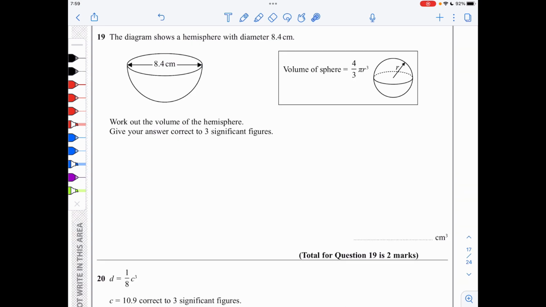In 19, we've got a hemisphere with a diameter of 8.4, and we need to work out its volume. We start by saying that the radius of this hemisphere is 8.4 divided by 2, which works out to be 4.2. I'm using the formula provided for the volume here. So the volume will be a half times 4 over 3 pi r cubed. So it's a half because it's a hemisphere, it's half a sphere. This works out to be 155 cubic centimeters.